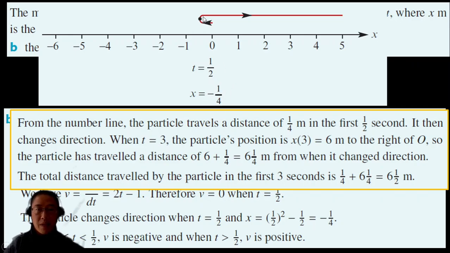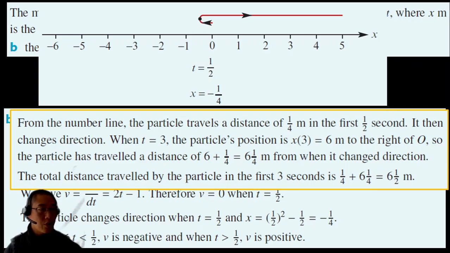And to find the distance to the right, you're going from negative a quarter to the position when t equals 3. You substitute into the rule, that gets you 6. So the particle will have traveled 6 plus that negative a quarter, so it's minus negative a quarter. That gives you 6 and a quarter. You add those two, the distance traveled over those two intervals. That gives you 6.5 meters.